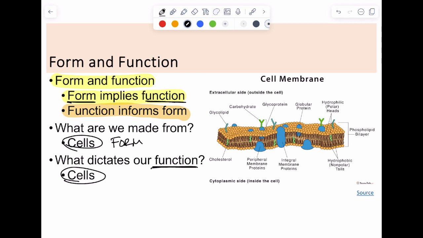The point being, the anatomy deals with cells. The physiology deals with cells. And they're the same thing.